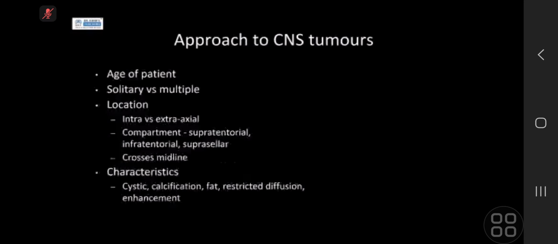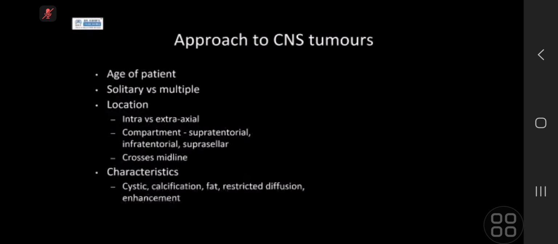So I thought I would do a bit of head and neck tumors this evening. Of course, I have to thank a lot of my colleagues, Dr. Gajan from Birmingham Children's Hospital in Coventry, for some of these cases. So, a quick approach to CNS tumors.